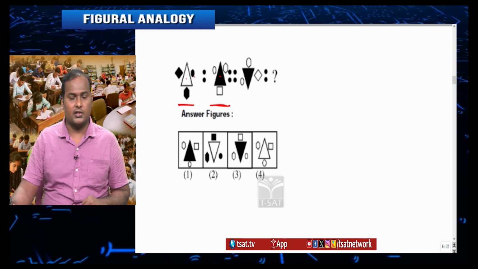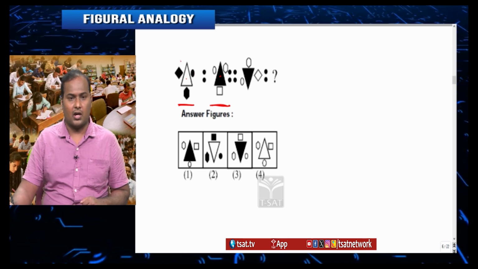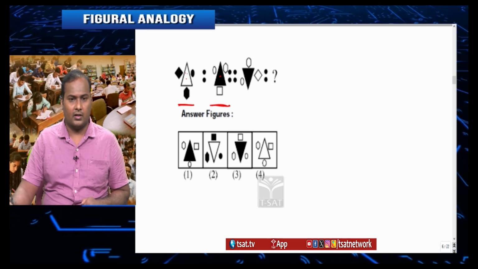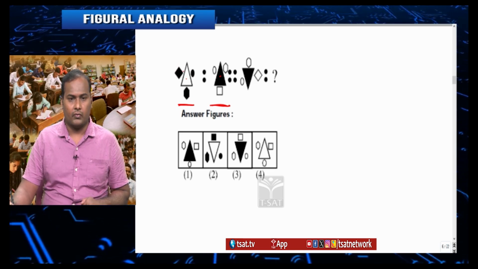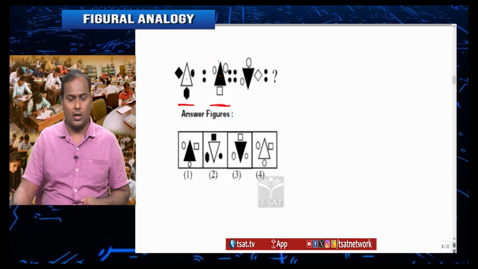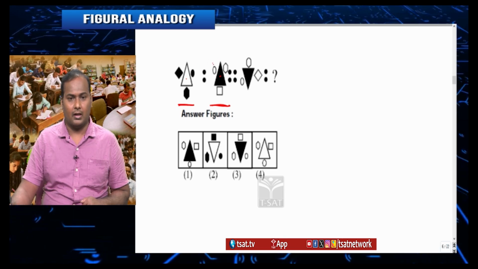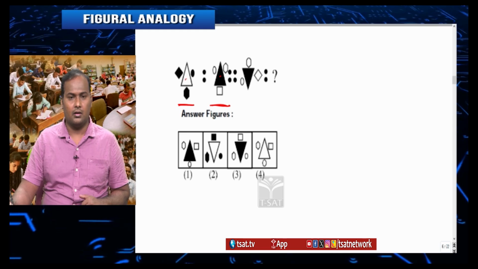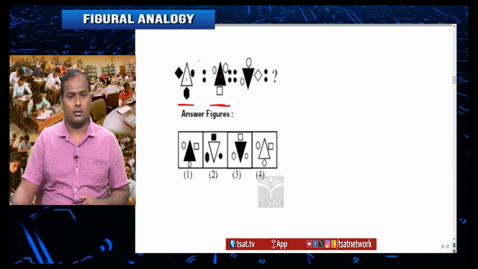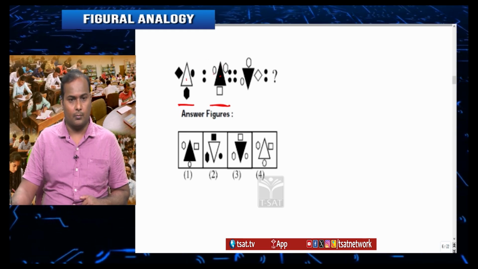So, what is the second change we can observe? The second change is in the outside figures. Here the outside figures are a circle, a hexagon and a quadrilateral. And the moment it enters into another figure, they are becoming lighter. They are not darker now, they became lighter. So, there is a change from lighter to darker and darker to lighter in both the figures.